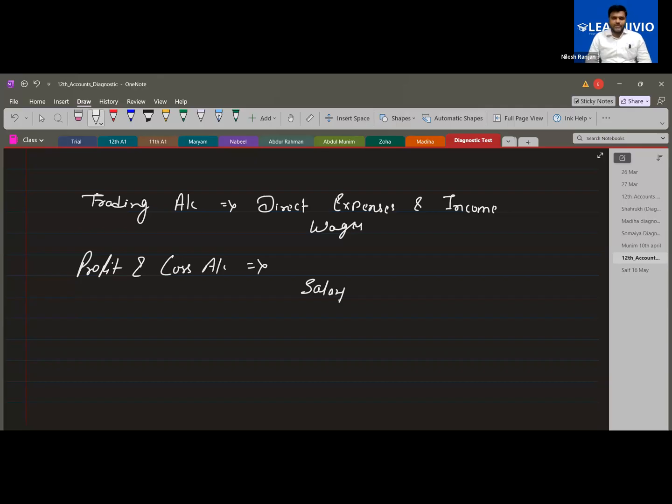Like monthly. Sometimes salary is paid weekly also, but generally it is on a monthly basis. So salary is indirect because we pay it to the employees, and what employees do is, for example, documentation, cleaning purposes, guarding of the office. All these things employees do.